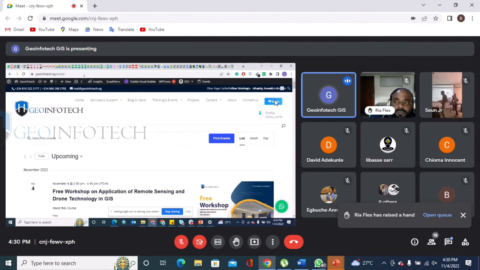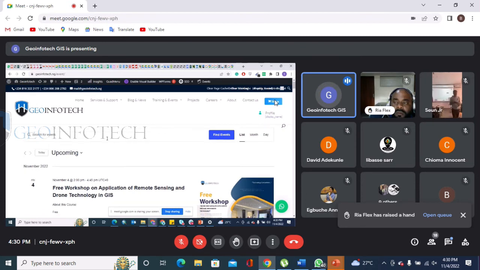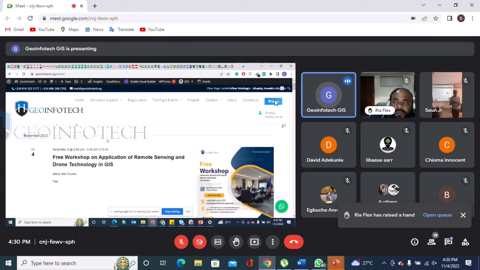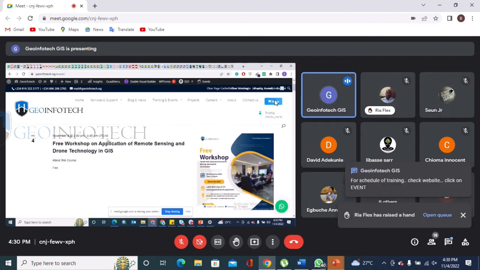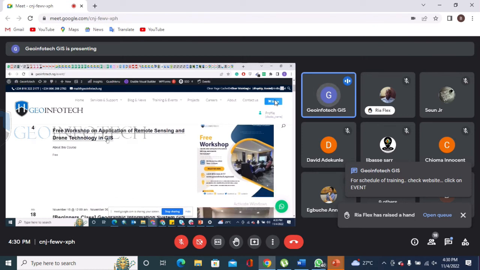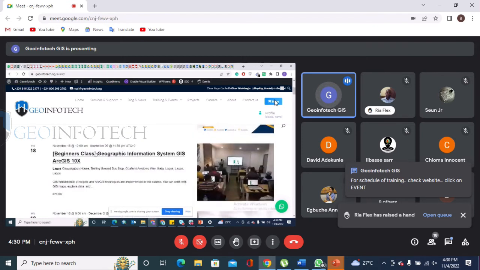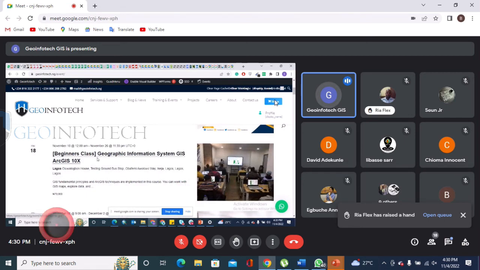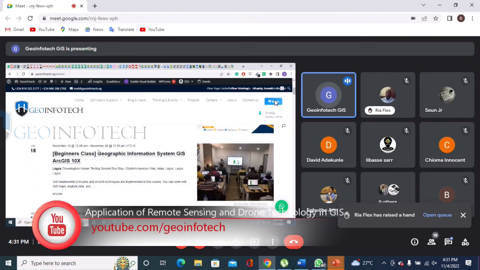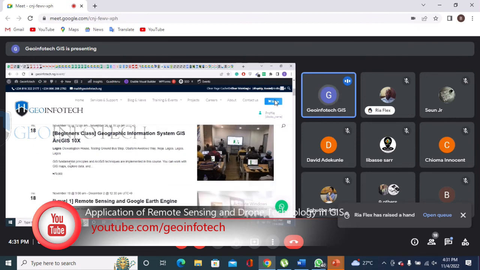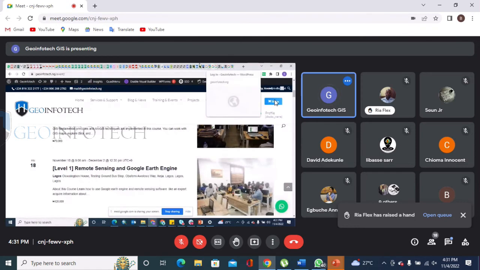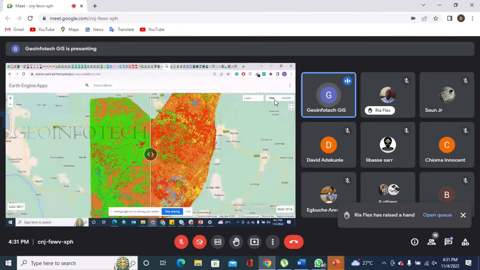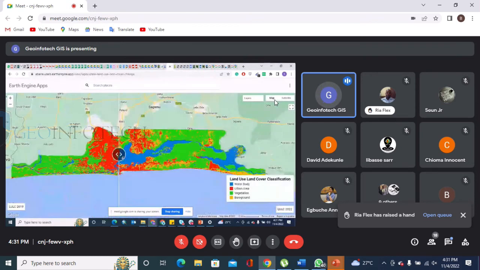Not 50 years. All right, so like this workshop, it was slated for the 4th. After today, I believe it will be changed to another day, another month. And the next one is the beginner's class on how to learn GIS. So we have a beginner's class coming up on the 18th of this month. And we have another one on remote sensing and Google Earth Engine. This was developed with Google Earth Engine by Mr. Ebenezer in our Abuja branch. He's one of our GIS professionals.